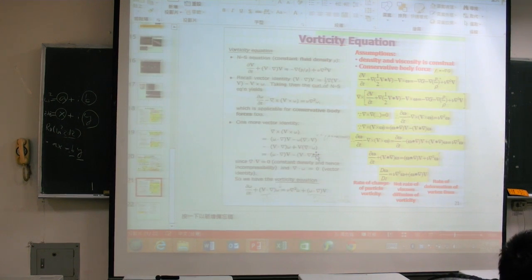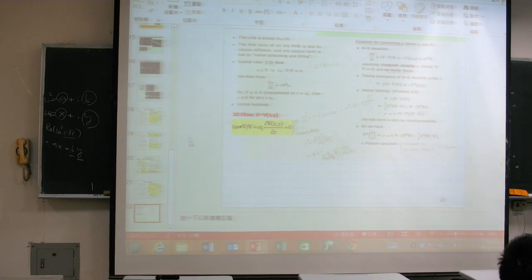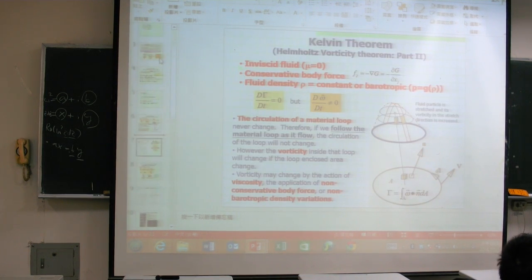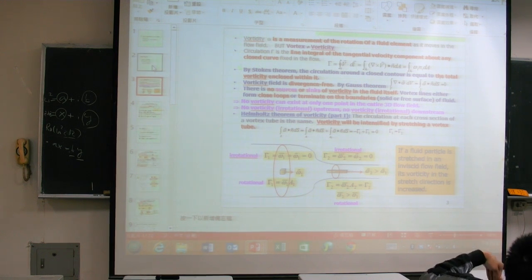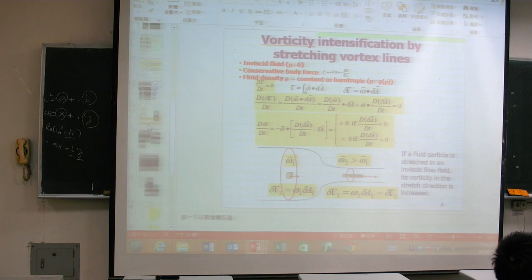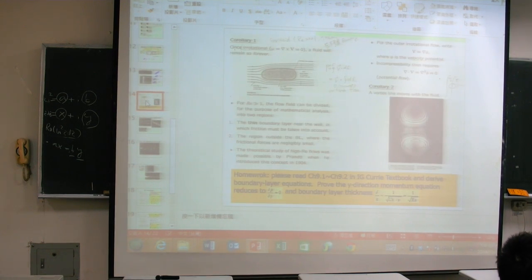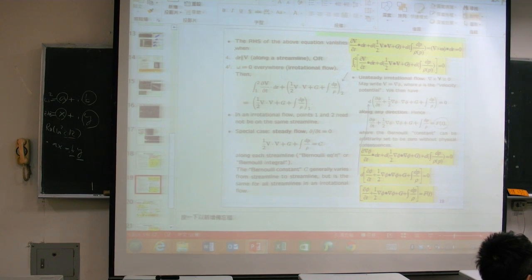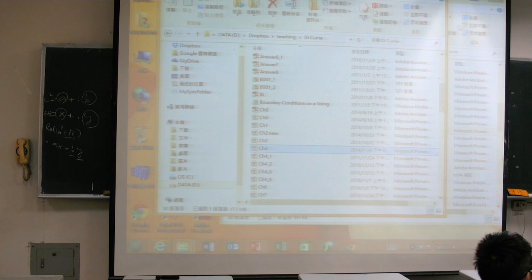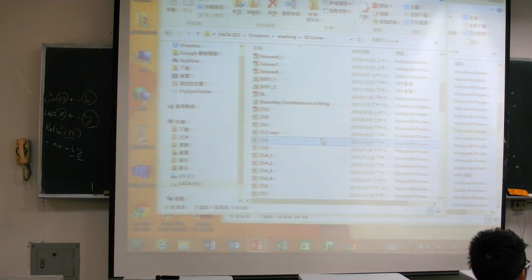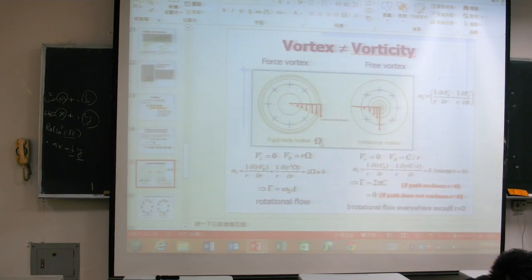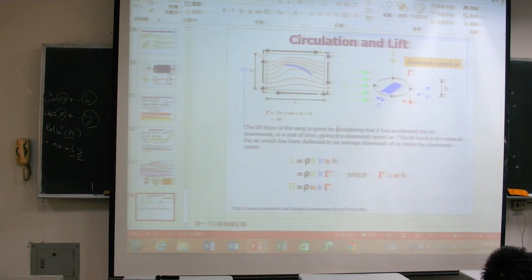A new equation or this equation. 13章。还是第2章，还是第1章？Chapter 2 check.